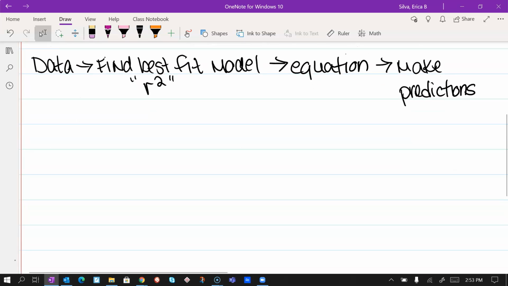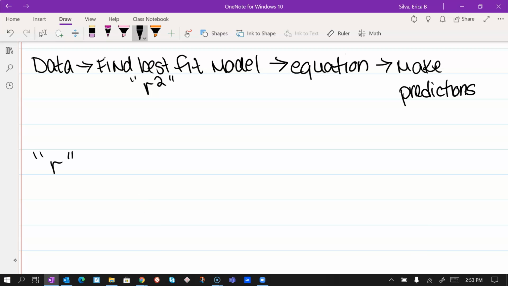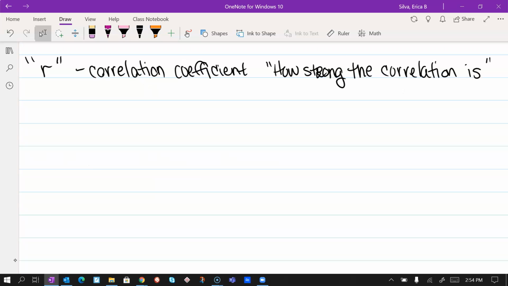All right, so let's talk about that R squared. But first, we're going to talk about R. Do you guys remember R from 9th grade, correlation coefficient? Well, your R is your correlation coefficient. And this correlation coefficient tells us how strong the relationship is between X and Y. And if it was positive, it had a positive correlation. If it was negative, then we would have a negative correlation. But for this, we're going to look at R squared.